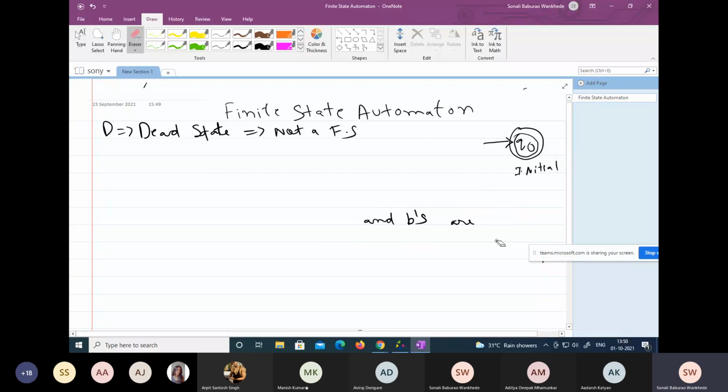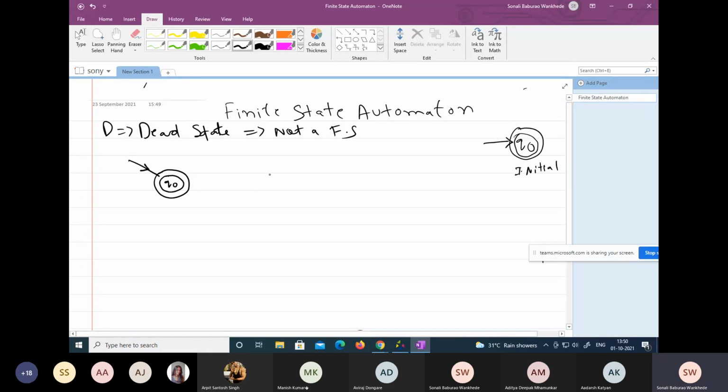Okay, now let's take an example. Suppose I have a state diagram like this. I'm drawing the state diagram. Don't get confused about how a final state can be a start state. Yes, it is possible. The definition states that the initial state can also be the final state, and whenever the initial state is the final state, then the empty string is also accepted.